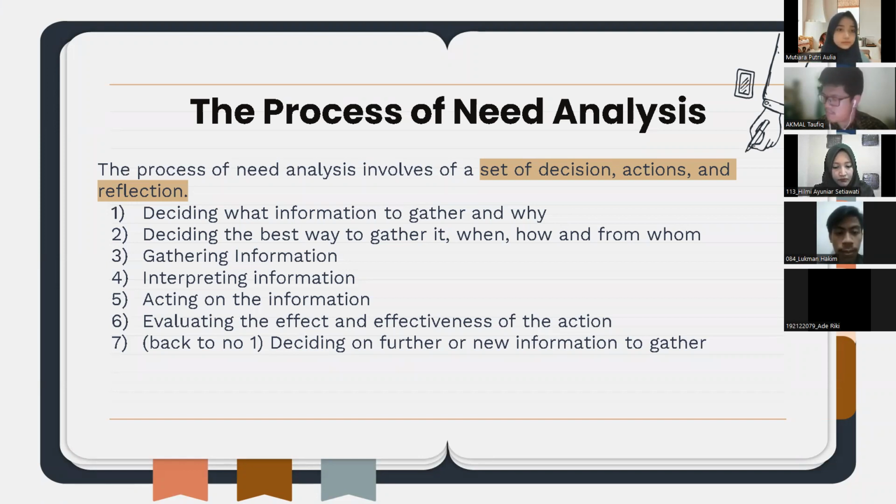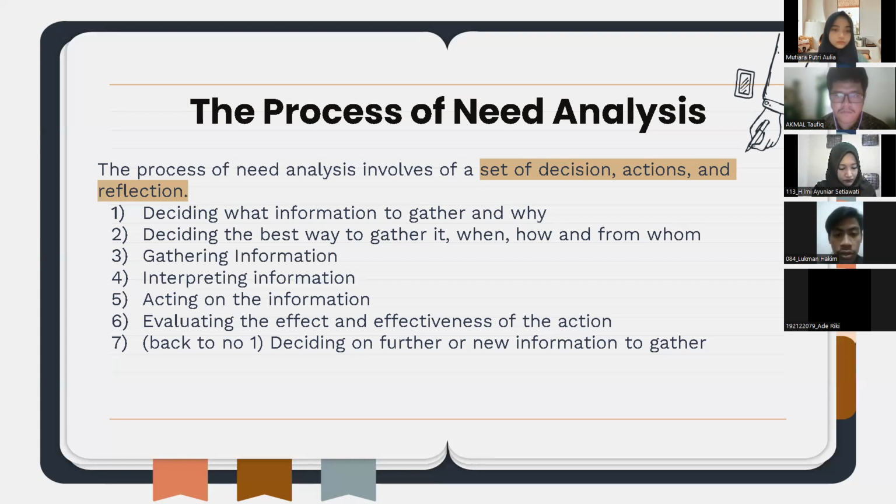We can use qualitative data or quantitative data. After that, we can act on the information. After that, the next one is evaluating the effectiveness of the action. So it is about making some reflection. And the seventh, the last one, is going back to number one, deciding on further or new information together.